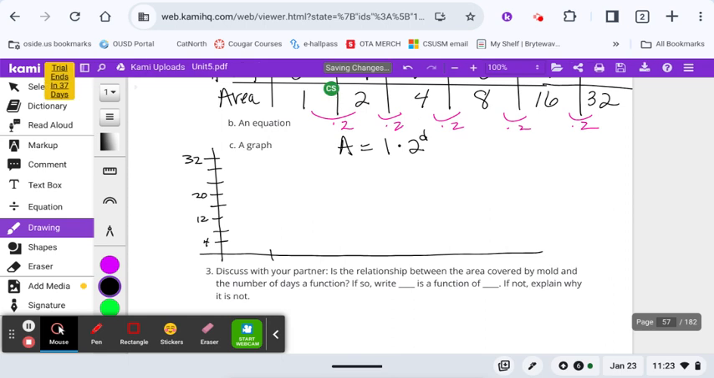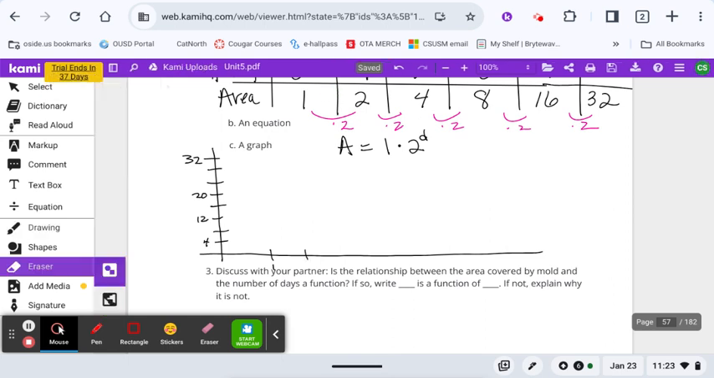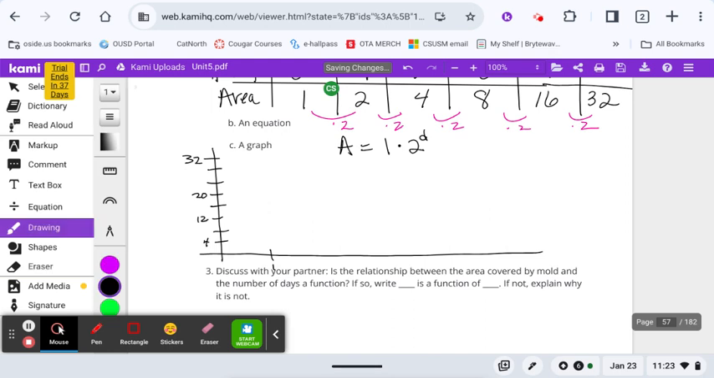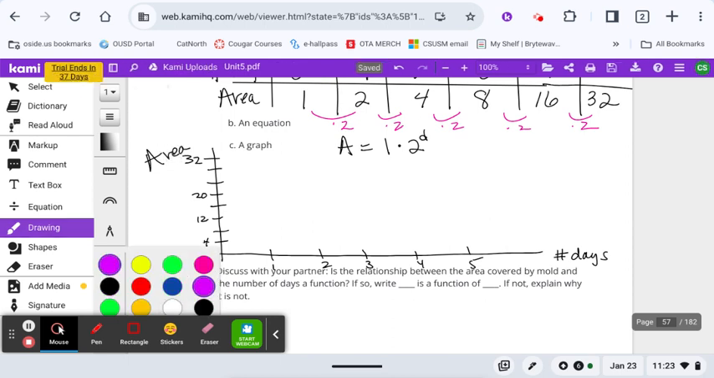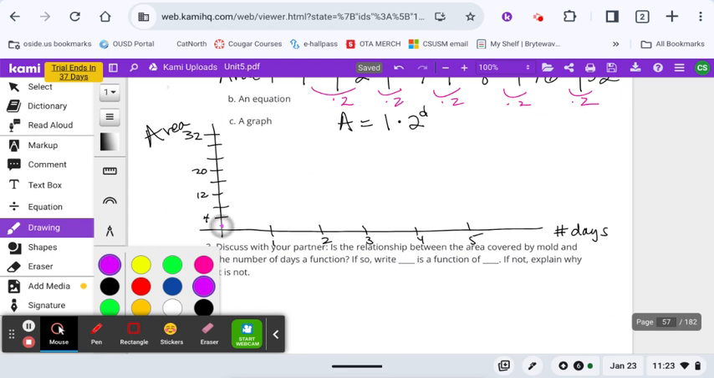And then on the bottom, we can just go 1, 2. Okay, so starting with the first dot at 0, 1, I'm taking it from the table above. 1, 2, 2, 4, 3, 8, 4, 16, and 5, 32.